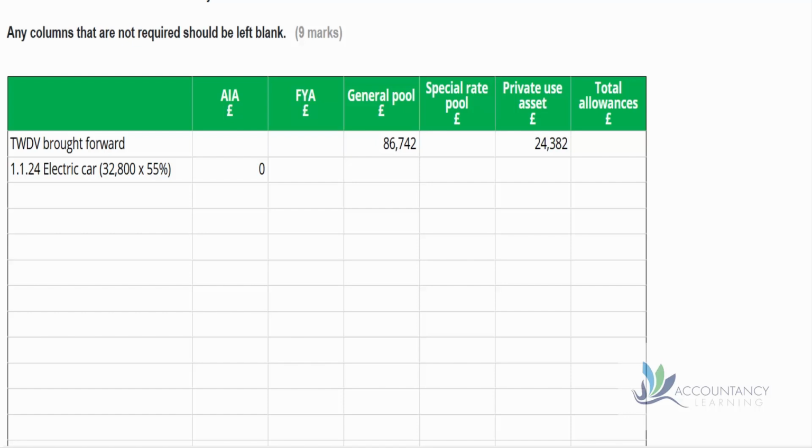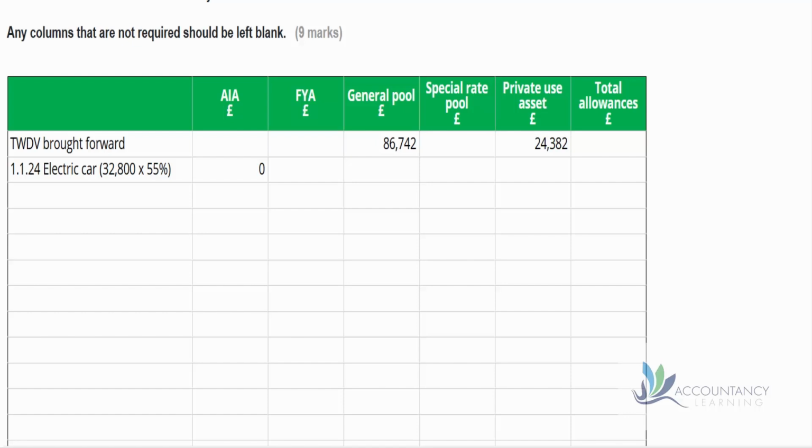So what is allowable in here? Qualifying research and development capital expenditure could be included in here. New and unused low emission cars, but not second hand. To qualify as a low emission car, it must emit 0 grams per kilometre of carbon dioxide, or it must be electrically propelled. So this would be relevant in this case.